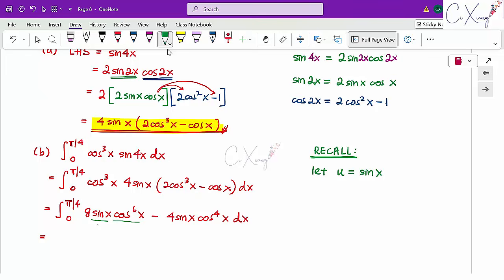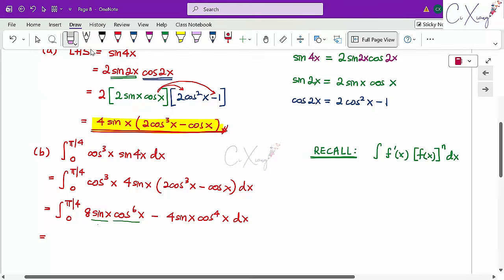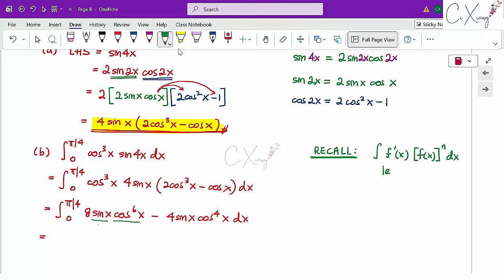Basically it's like this. If you are having a pattern with power n, then your substitution is to let u equal f prime x. Oh, sorry, you let u equal fx.